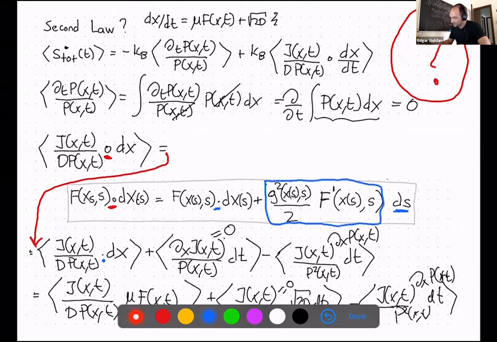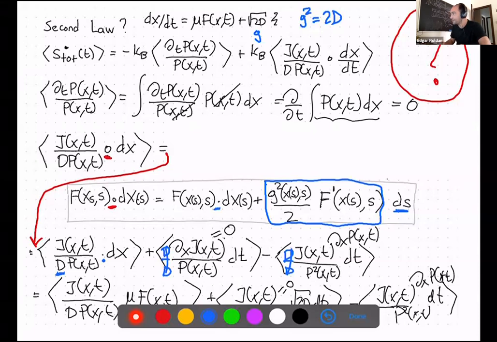Okay, what is g squared? g squared is the amplitude of the noise. So g squared, in reality for this model, is 2D. So g squared over 2 is nothing but D. So when we have here divided by D, in the next terms there was a D divided by D and a D divided by D, which cancel. Okay, this is the first thing.